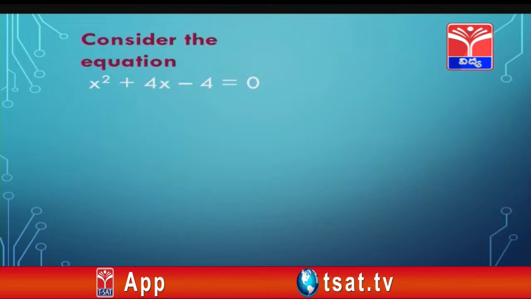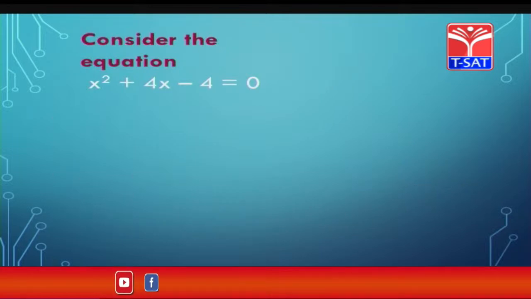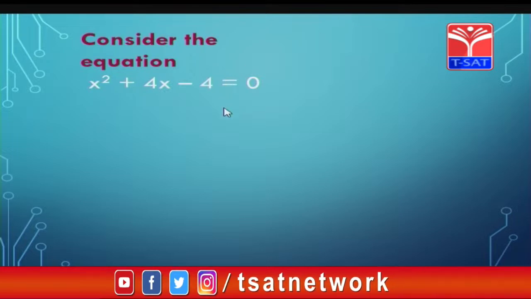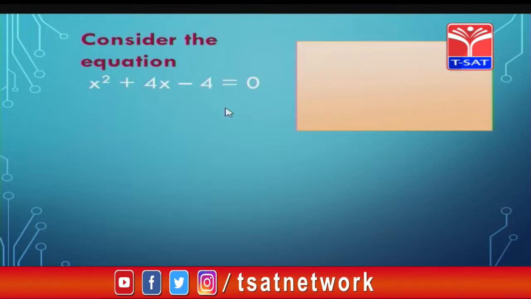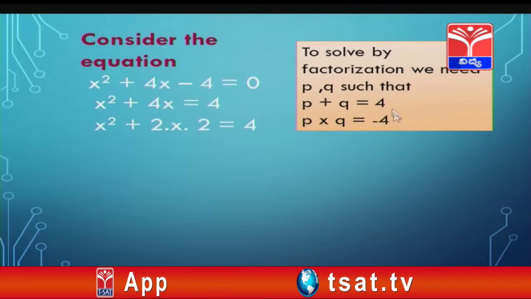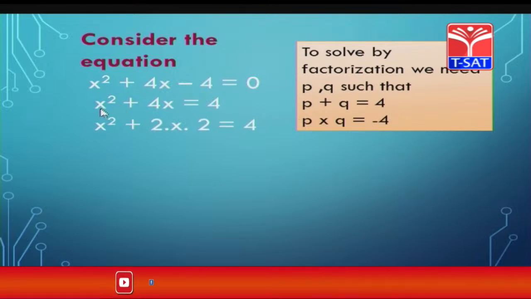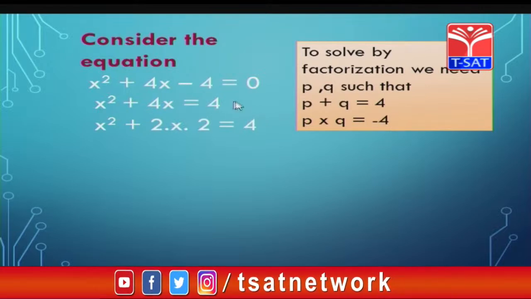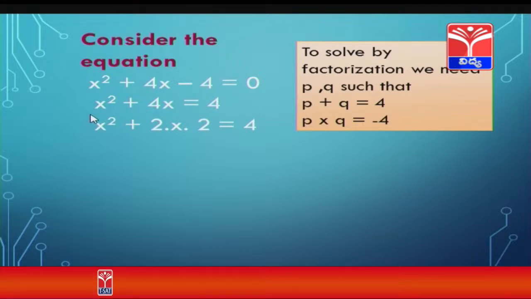Now, let us get back to our equation, which is x square plus 4x minus 4 is equal to 0. Now, we need factors p and q such that their sum is equal to 4 and their product is equal to minus 4. So, what am I doing here? I am transposing this minus 4 from the left hand side to the right hand side. So, I get an equation x square plus 4x is equal to 4.